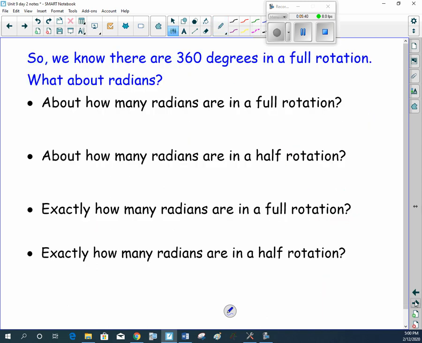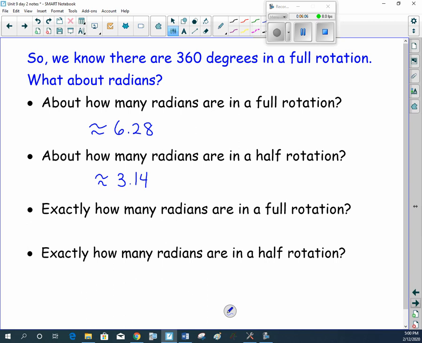Okay, so let's go ahead and fill this in. It says we know that there are 360 degrees in a full rotation. What about radians? Well, how many radians are in a full rotation? There are about 6.28. About how many radians are in a half a rotation? Well, a half a rotation would be half a circle. So I think that would be about 3.14.